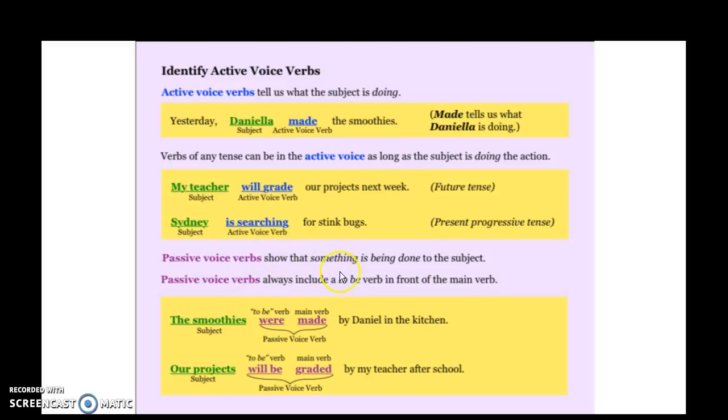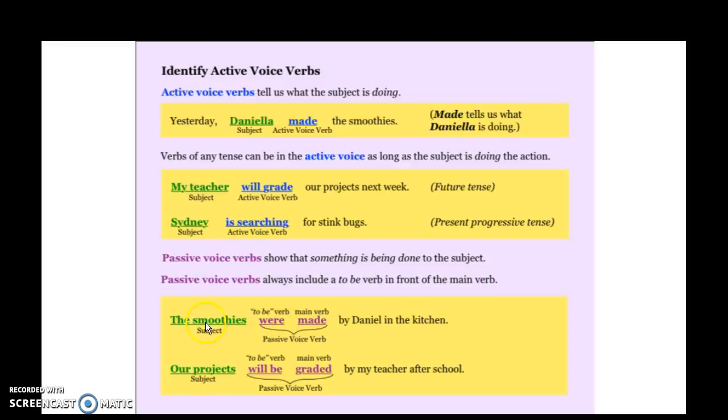Now, passive voice shows that something is being done to the subject. So, the subject is the smoothies. The smoothies were made. Okay, it's being done by Daniel in the kitchen. And if you know your to-be verbs, were, will be, are, that kind of thing, those are always going to be passive. Now, think about this. What if we said, Daniel were made the smoothies?